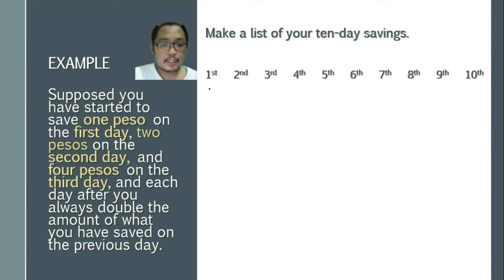In this situation, you are already given the amount of saving for the first day, and that would be 1. While on the second day, it was stated here that you have saved 2 pesos, while 4 pesos on the third day. So at this point, let us consider first what happened on the first 3 numbers.